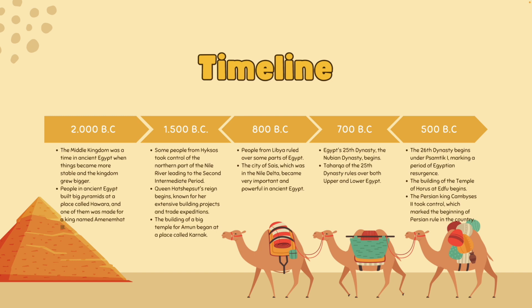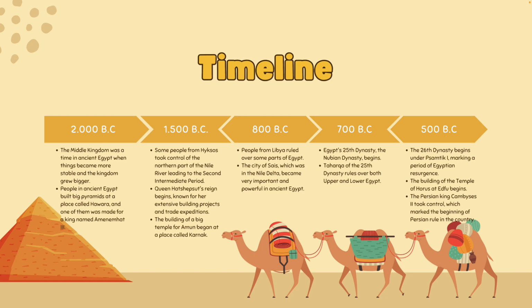And then 1500 BC, some people from a place called Hyksos took control of the northern part of the Nile River, leading to the Second Intermediate Period. And then during that same time, we see that Queen Hatshepsut begins her reign, and she was known for building a lot of projects, and she conducted a lot of trade as well. And in that same period as well, they built a temple for Amun in a place called Karnak.